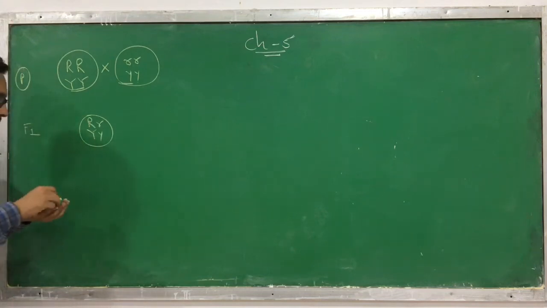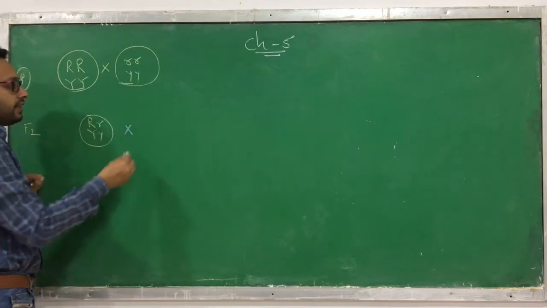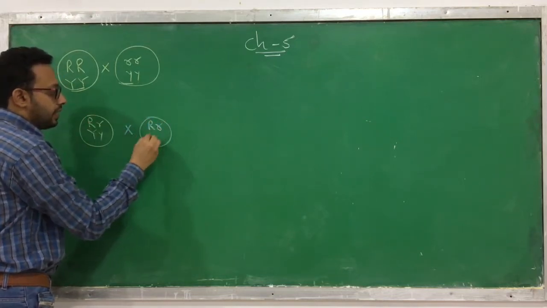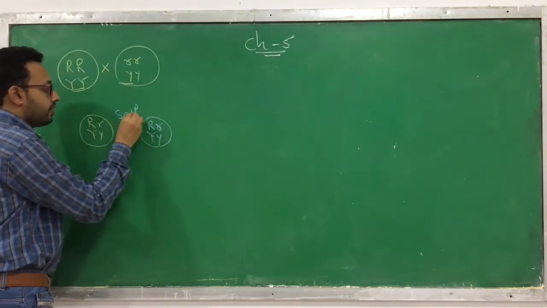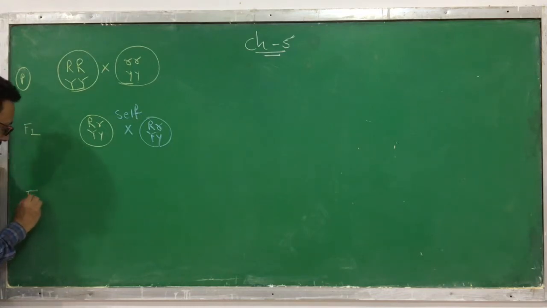Now this F1 generation is self-crossed, with capital R, small r, capital Y, small y. Here, what have we done? We have done a self-cross. And as a result of the self-cross, what is going to be produced? Four different types of products are going to be produced in the F2 generation.